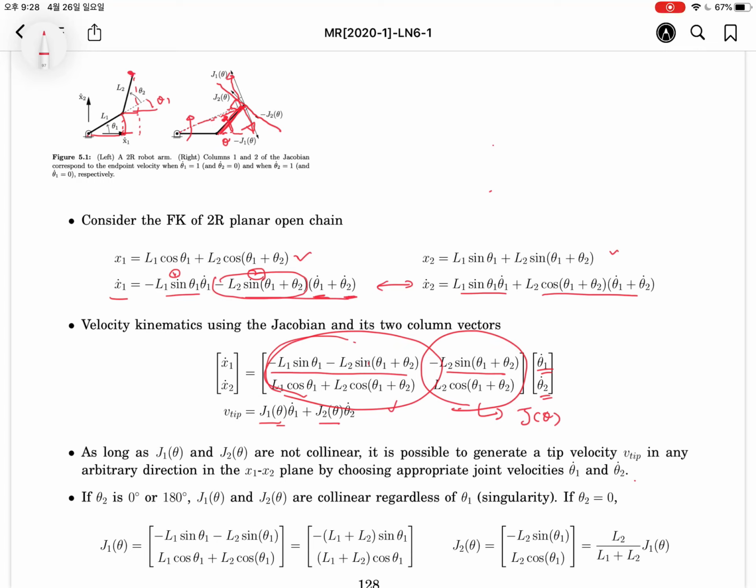From this geometric interpretation, we can get some insight. This is the base, the first joint, and then the end effector. Here theta 1 is 0 and theta 2 is 0. At that time, J1 will be denoted by this perpendicular direction. How about theta 2, or J2? J2 is along the same line. At that time, we cannot move the end effector in this direction, right? So this kind of configuration is called a singularity.